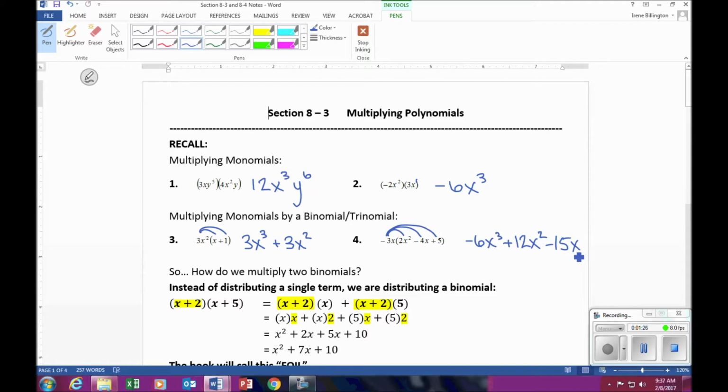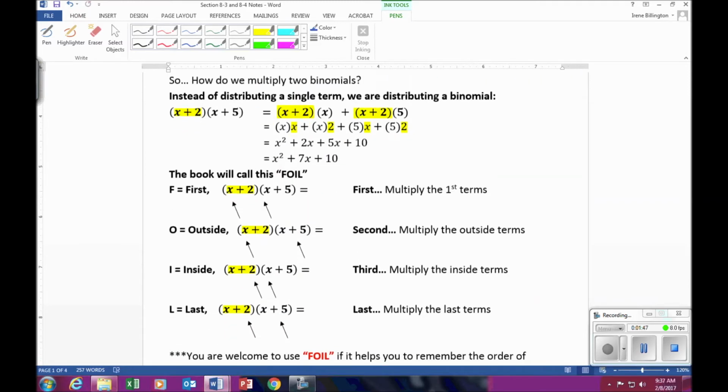In sections 8.3 and 8.4, we are going to learn how to multiply two binomials together. So instead of just multiplying by a monomial, we're going to multiply by a binomial. We're also going to look at what happens if we extend that further into trinomials and larger polynomials. So how do we do this? Instead of distributing a single term when multiplying by a binomial, we are distributing the entire binomial.